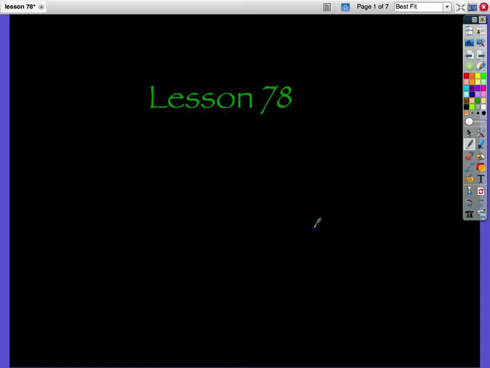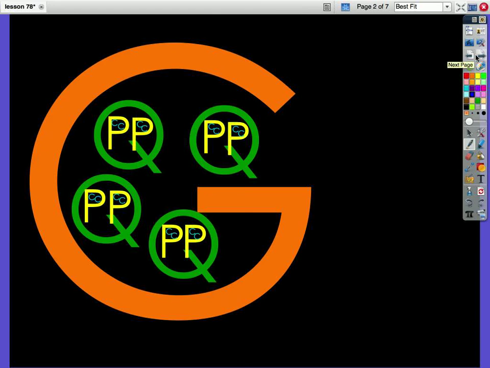All right, for lesson 78, we're going to be talking about capacity. So I'm sure we've seen this before. And all these letters stand for something. We have G's, Q's, P's, and C's. Okay, the G is going to be a gallon. Q is quarts, P is pints, C's are cups. So you have gallons, quarts, pints, cups.